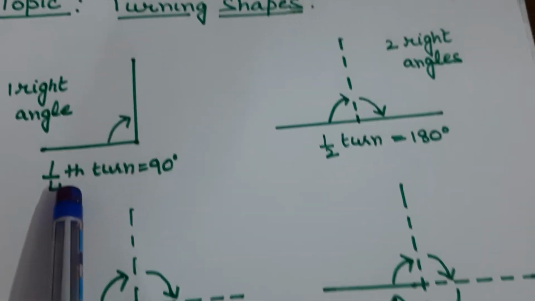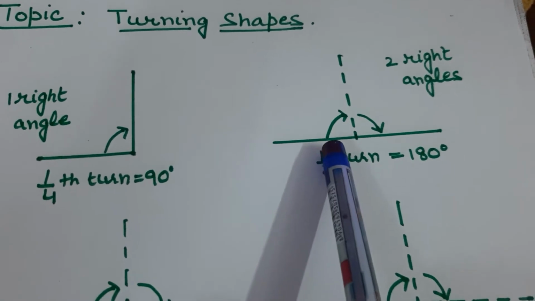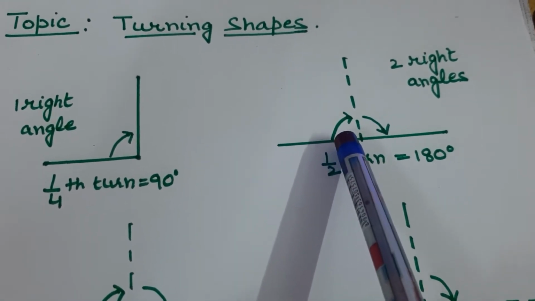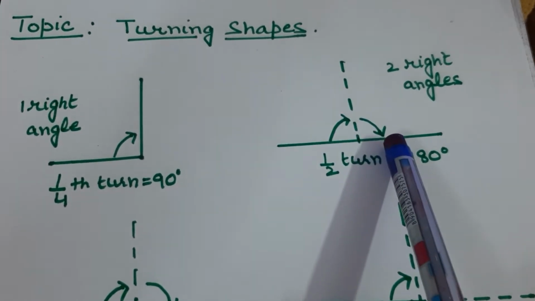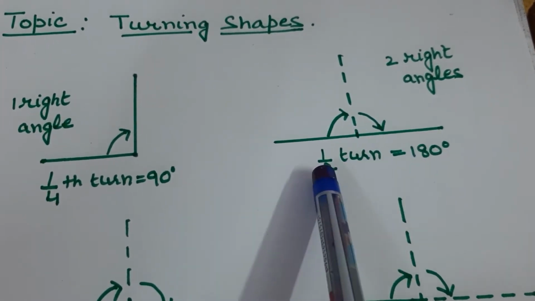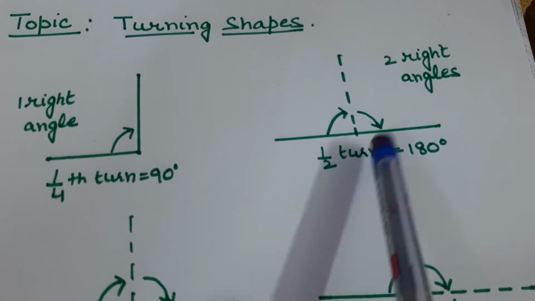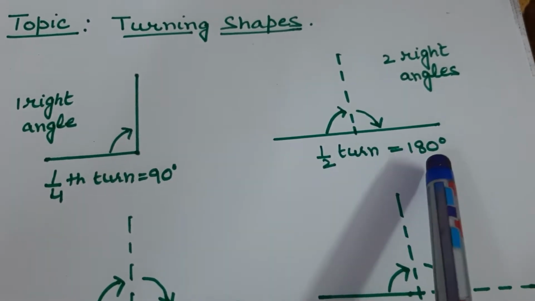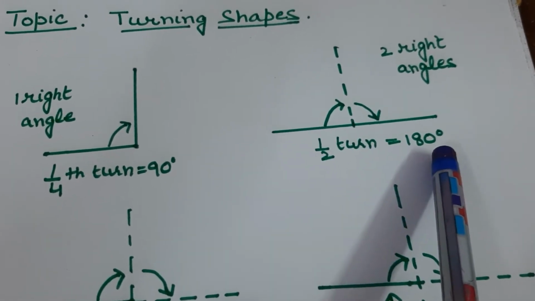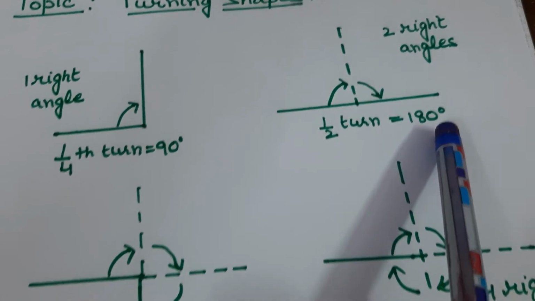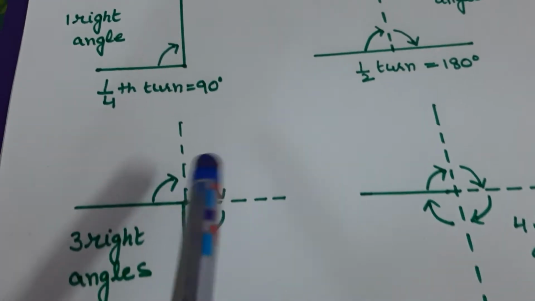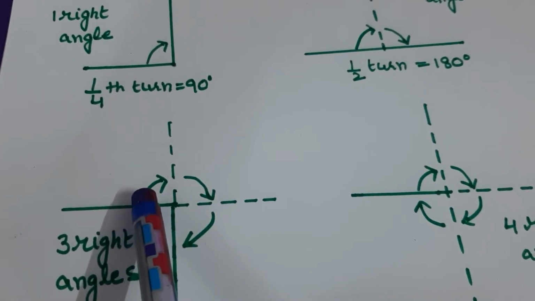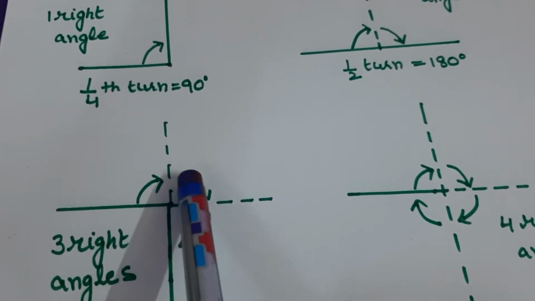Quarter turn. So next, if we rotate our shape or any figure or anything through 2 right angles, then we will get half turn. Half turn means 2 right angles. Okay, 90 plus 90, total angle will be 180 degree.